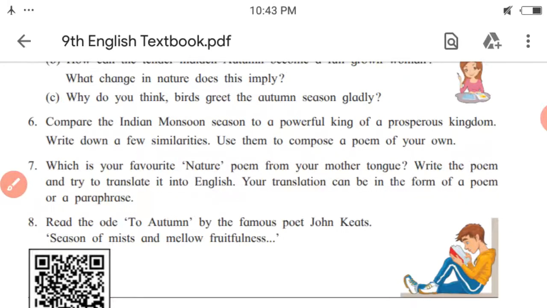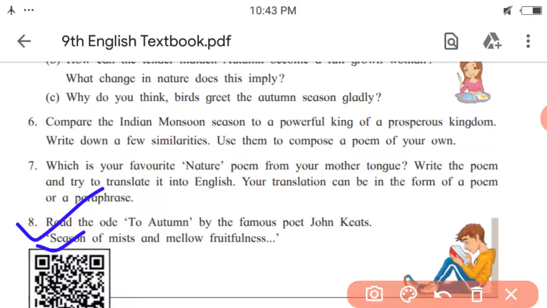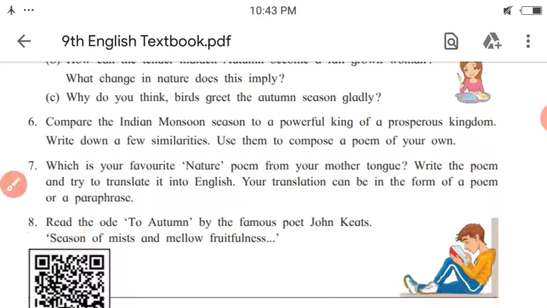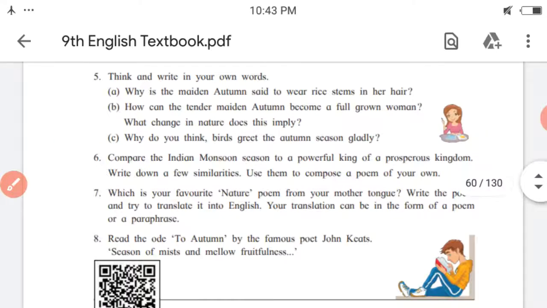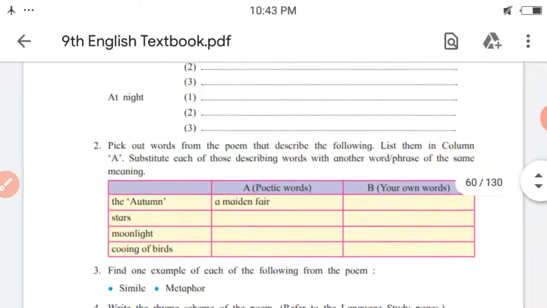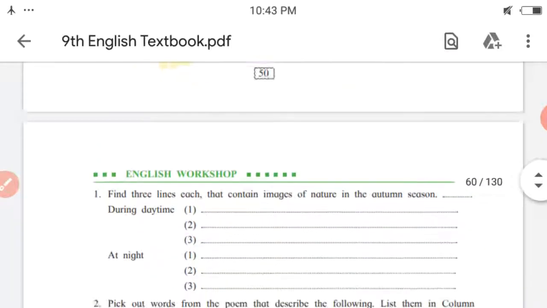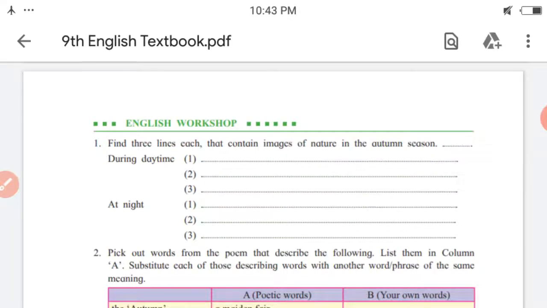And the last activity, read the Ode to Autumn by the famous poet John Keats. Here is the beginning. Season of mists and mellow fruitfulness. So, this is all about all the activities given in the English workshop based on the poem.